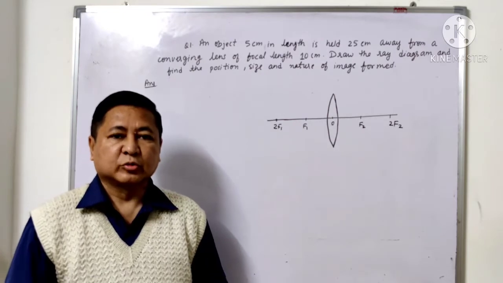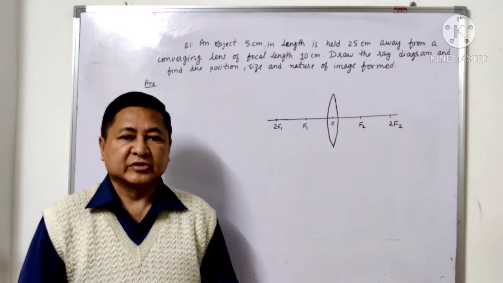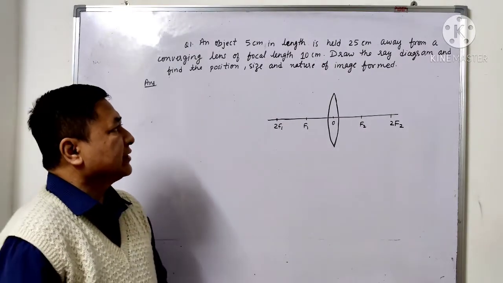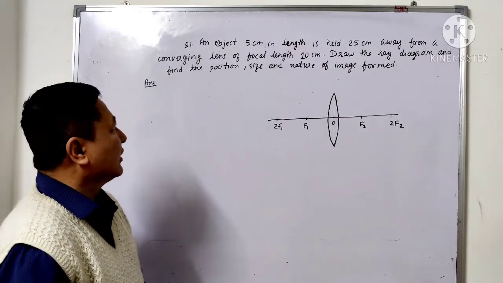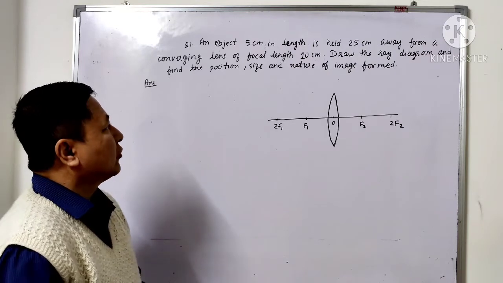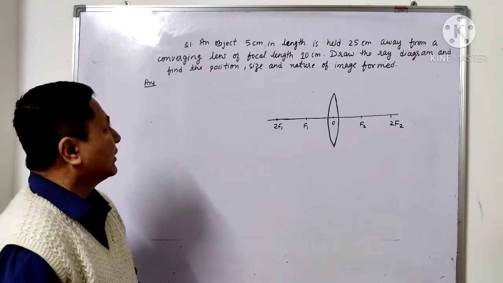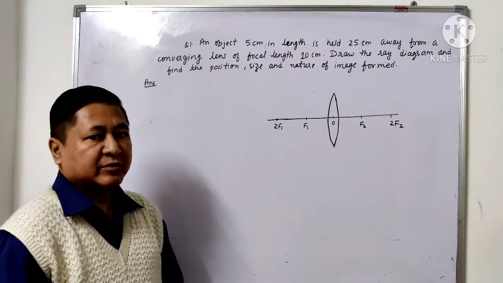Now let us solve some numerical based on the lens formula. An object 5 cm in length is held 25 cm away from a converging lens of focal length 10 cm. Draw the ray diagram and find the position, size and nature of the image formed.